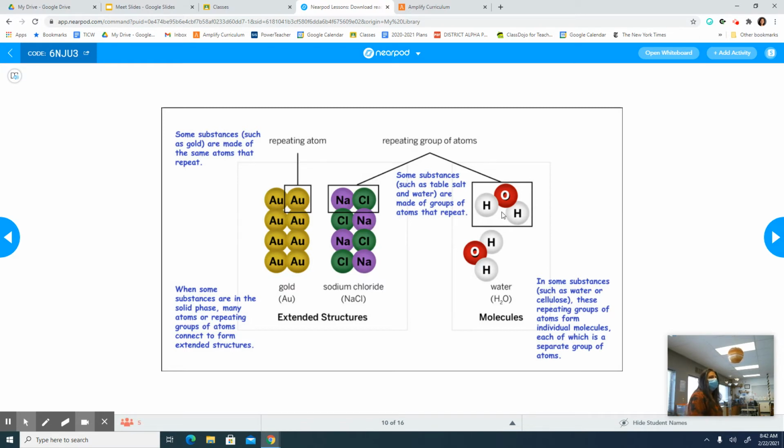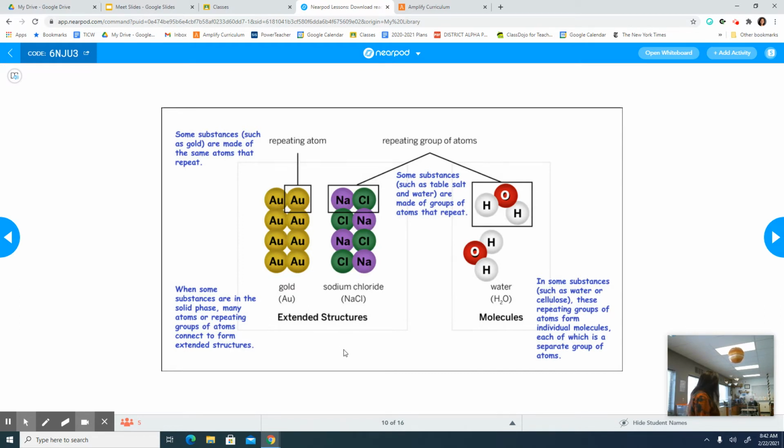And then water is always made up of H2O, right? 2 H's, 1 O. And that's just repeated over and over. The more H2O molecules you have, the more water you have. So it doesn't matter whether you have 1 H2O or 10 H2Os, it's still water, it still has the same properties. When some substances are in the solid phase, I'm down here in the lower left, many atoms or repeating groups of atoms connect to form extended structures. Okay, so we're connecting to create those structures.